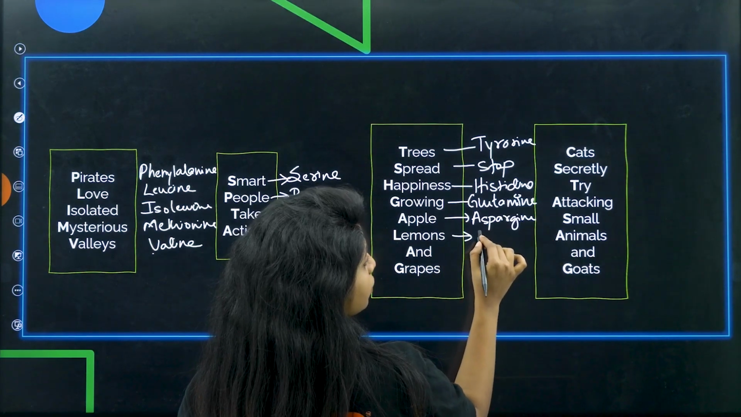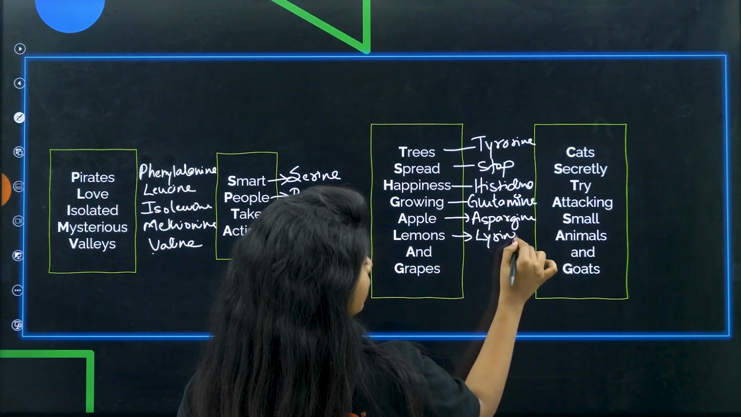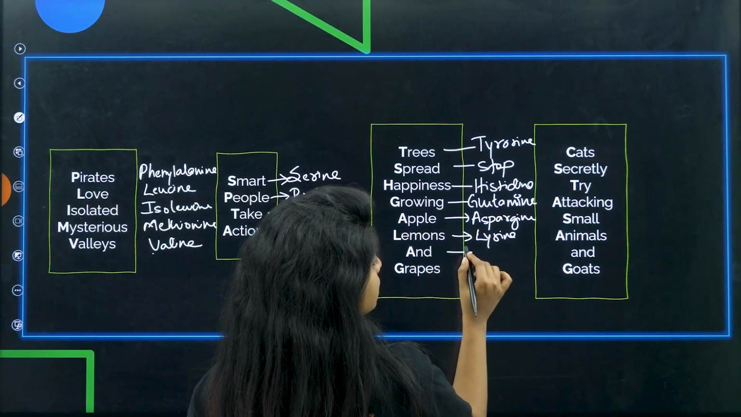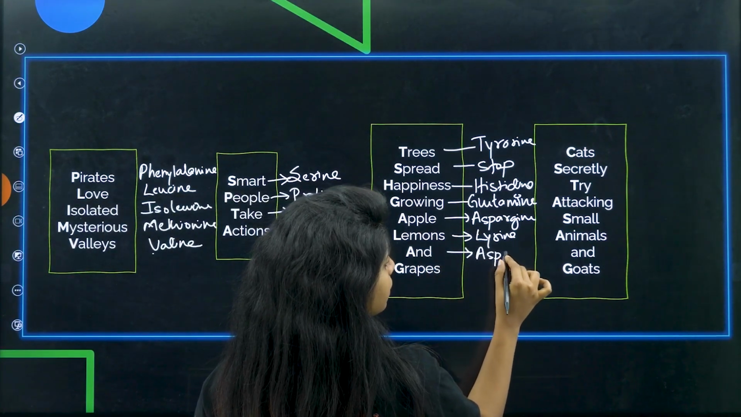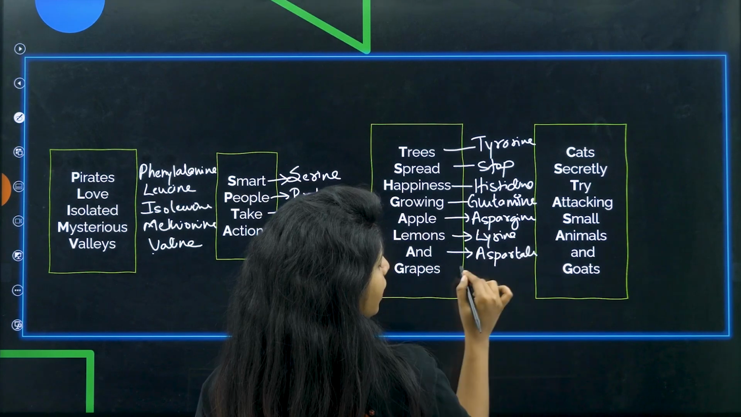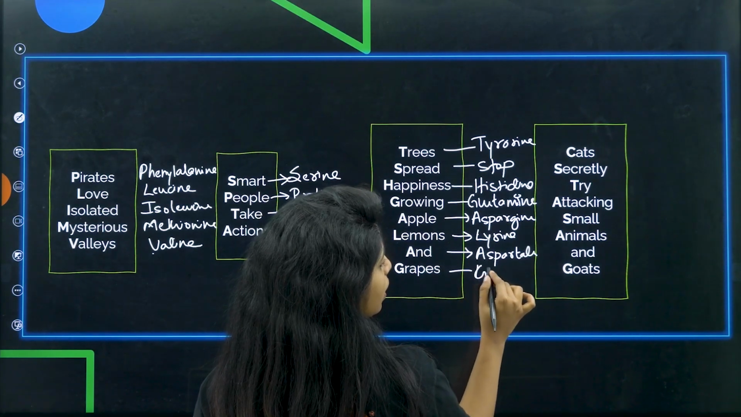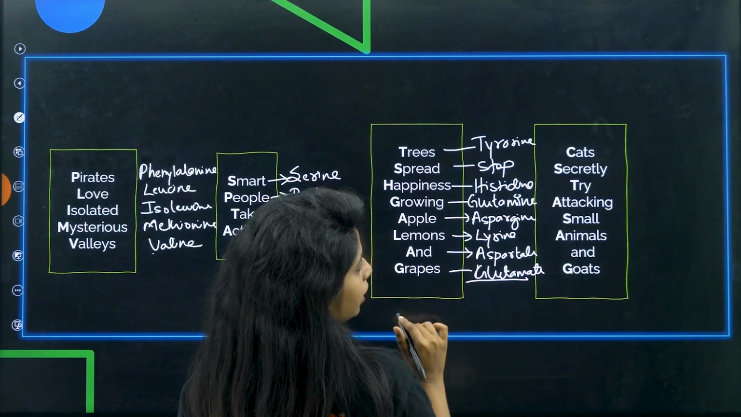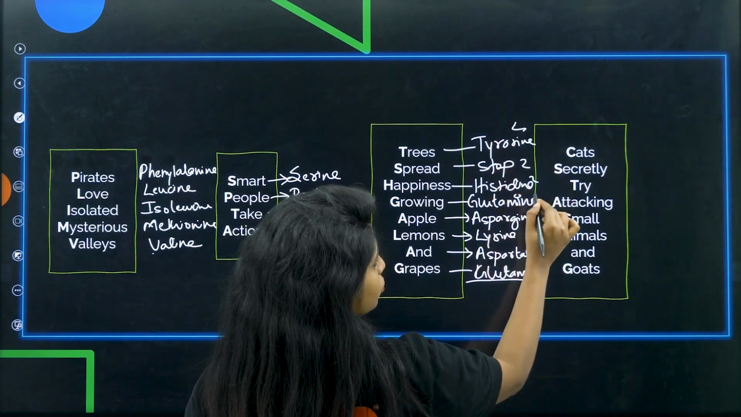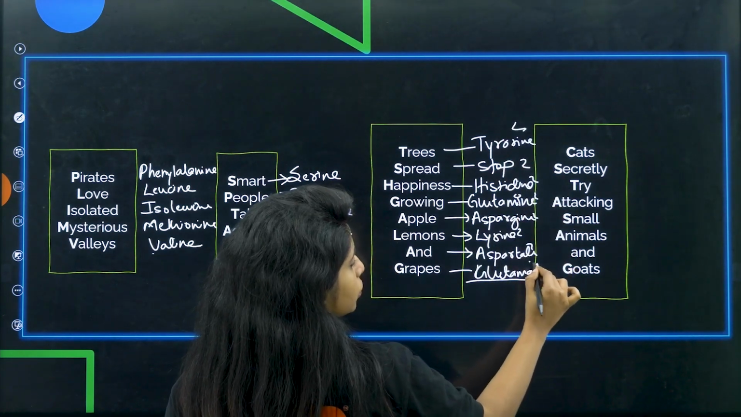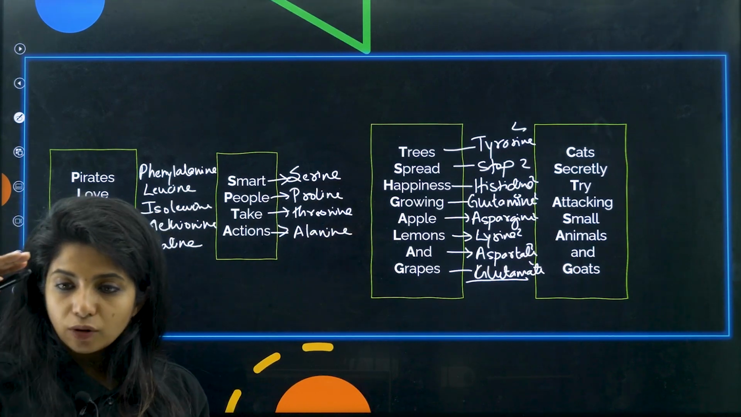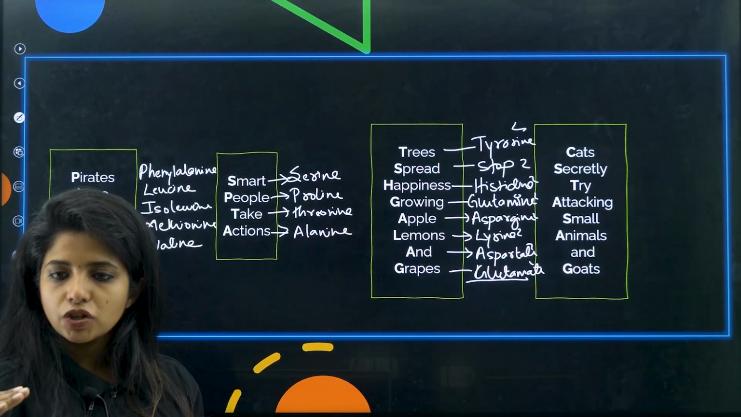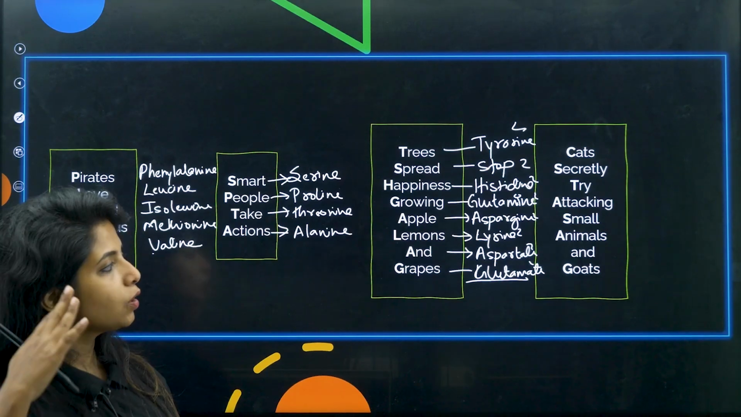L stands for lysine. We covered leucine, not lysine. Okay, this is lysine. A stands for aspartate, and G stands for glutamate. So aspartic acid and glutamic acid comes to the end. So this is 2, this is 2, this is 2, this is 2, this is 2, this is 2, this is 2, this is 2. Okay. Tyrosine, stop 2, then histidine, then glutamine, then asparagine, then lysine, then aspartate and glutamate.